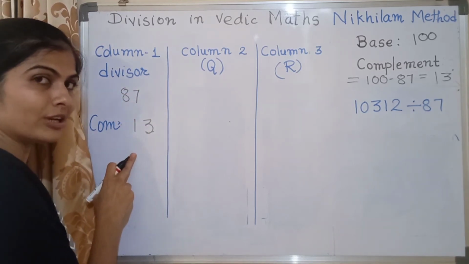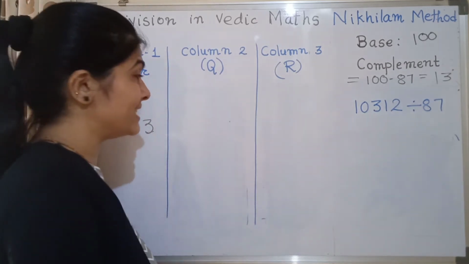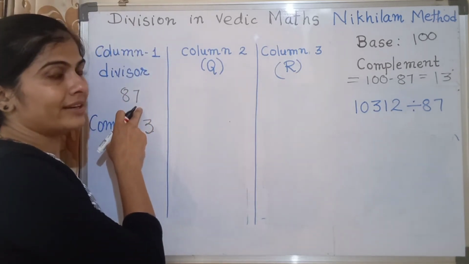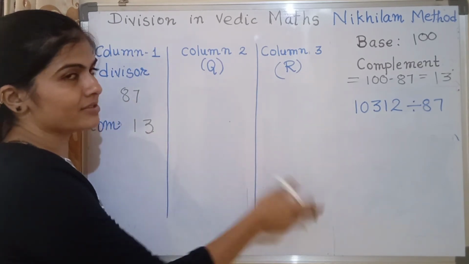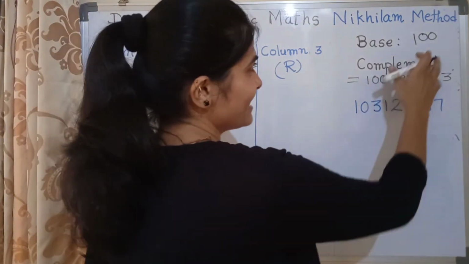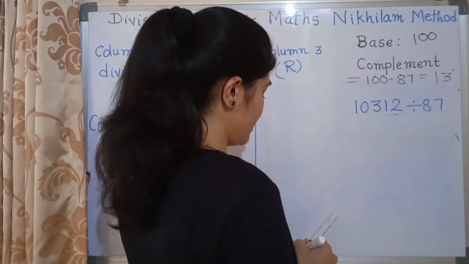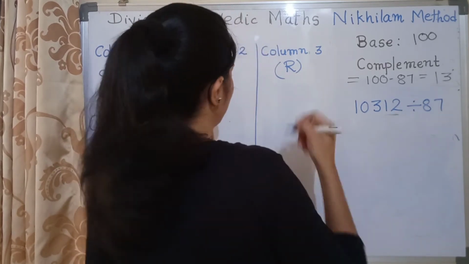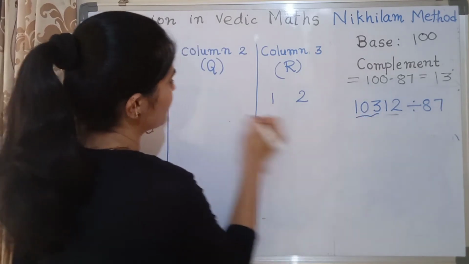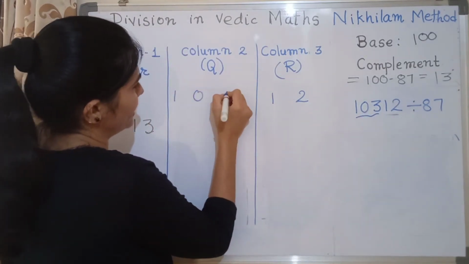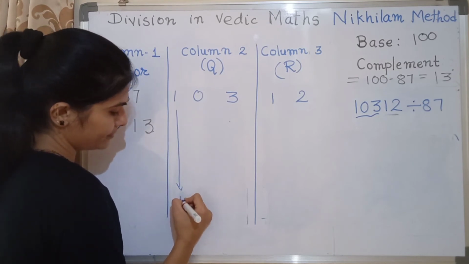And as I told you earlier, we are going to focus on this 13. We are not going to focus on this 87. But every time you should write 87, so at last you can compare this 87 with this remainder. Okay. Now as the base is 100 and there are 2 zeros, these 2 digits will go in my remainder. So I should write 12 over here, right? And the rest of the digits, it means this 103, should be written over here. Now, first step is we should bring this one down.